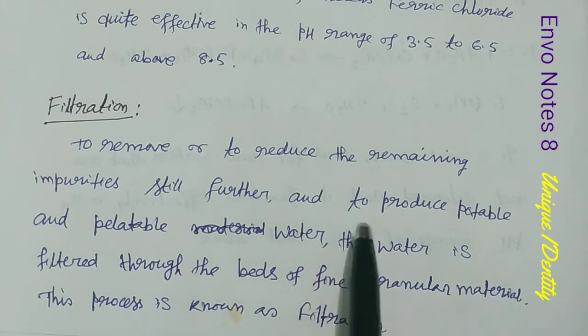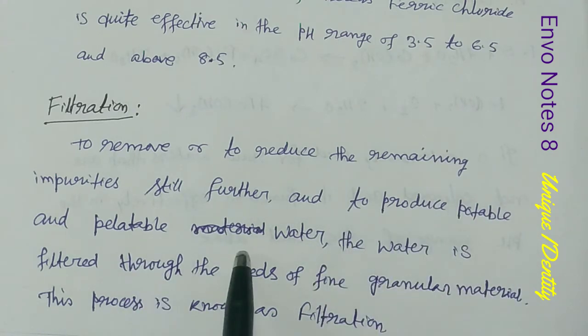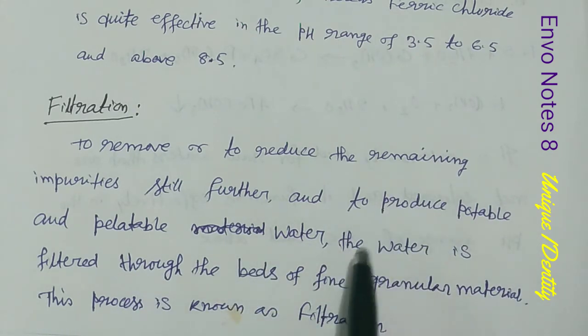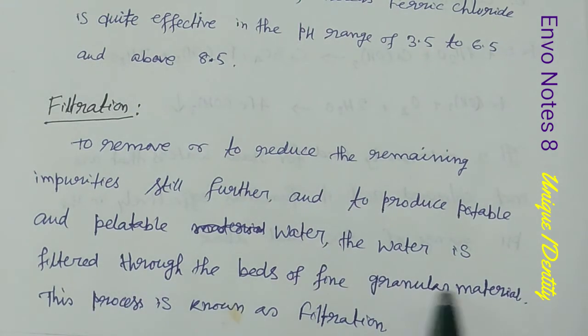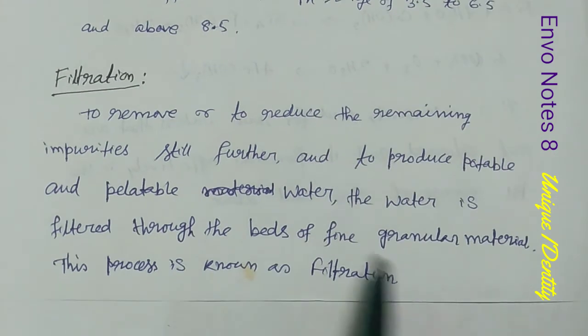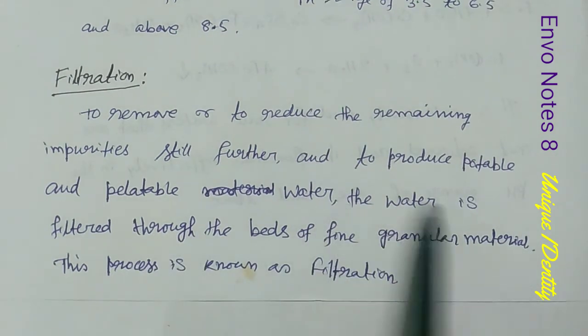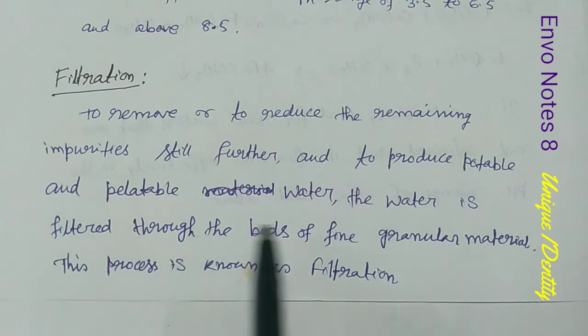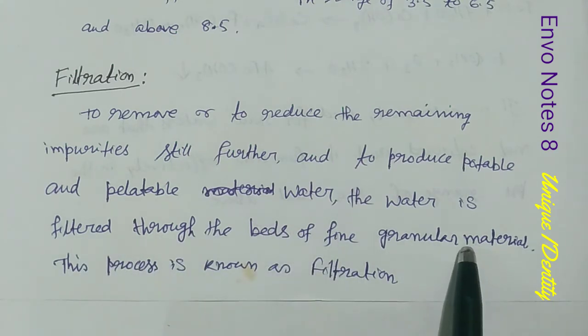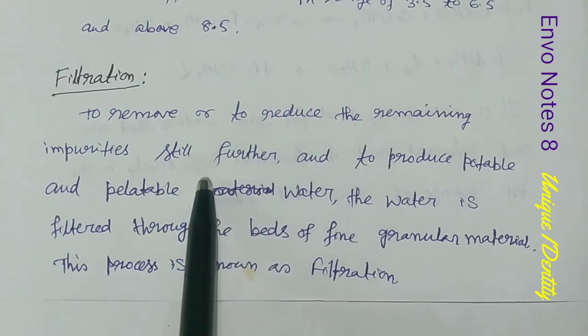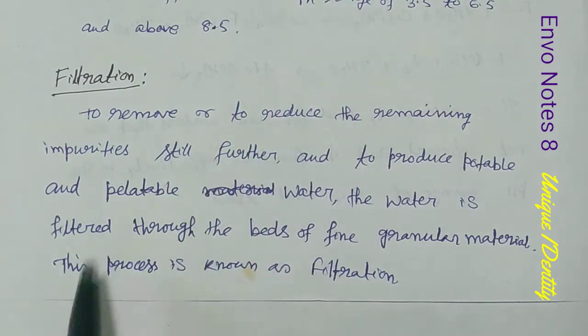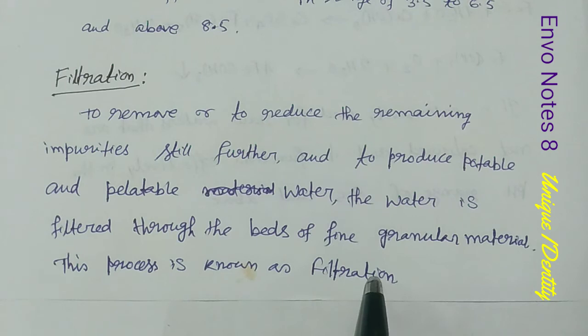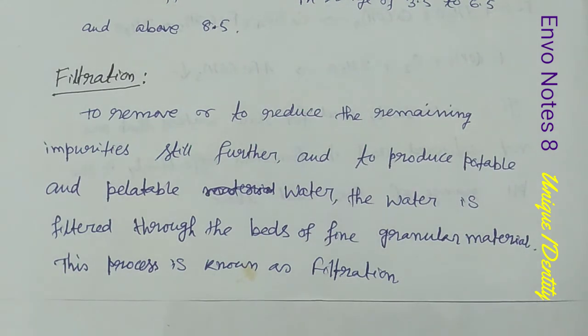Okay, that means from the previous three procedures, if there is something more, then to remove or to reduce the remaining impurities still further and to produce potable and palatable water, that means drinking water, the water is filtered through the beds of fine granular material. Got it? So the water is filtered through the bed of fine granular material to remove the further impurities, and this process is known as filtration. So this is the definition of filtration.